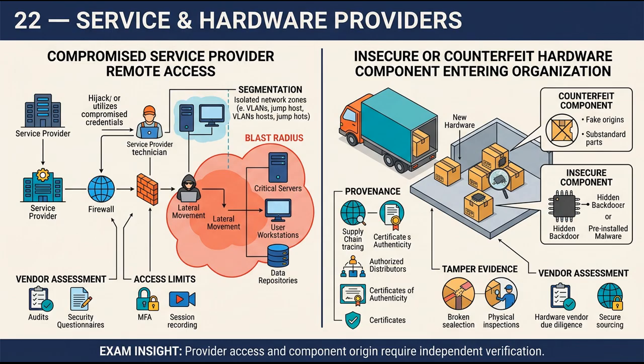On exam questions, identify what is being supplied. Remote support access points toward service provider risk. A manipulated component arriving before deployment points toward a hardware provider. A provider may be reputable and still become compromised, so reputation alone is not a control. Verify the product or access, restrict trust, monitor behavior, and prepare to isolate the relationship when indicators appear.